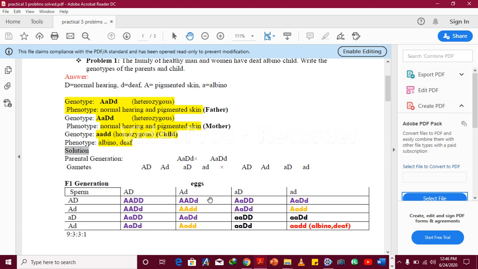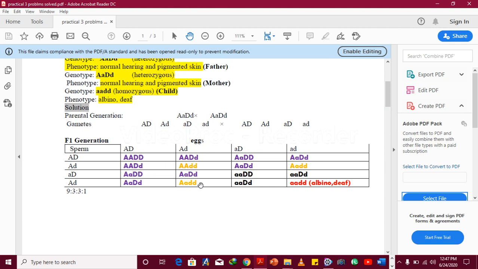The father has the normal hearing allele, A, and the normal pigment skin allele, D. But they also have the recessive albino and recessive deafness alleles. That's why all the children are suffering from albino deafness disease. So if the parents are healthy, they still have some recessive alleles, which come together during gamete formation, cause the disease and affect their child. That is the basis when they cross with each other. So you notice that we get the phenotype variations from here.